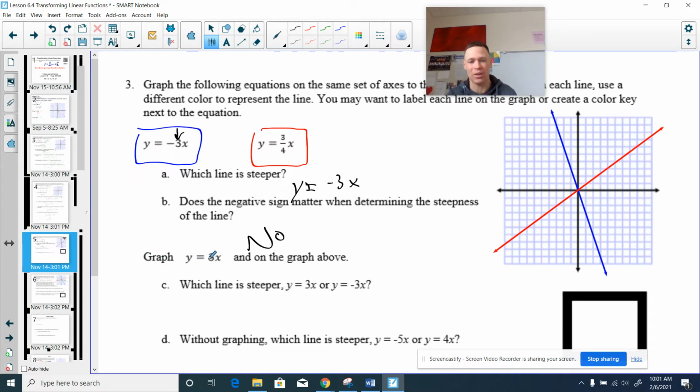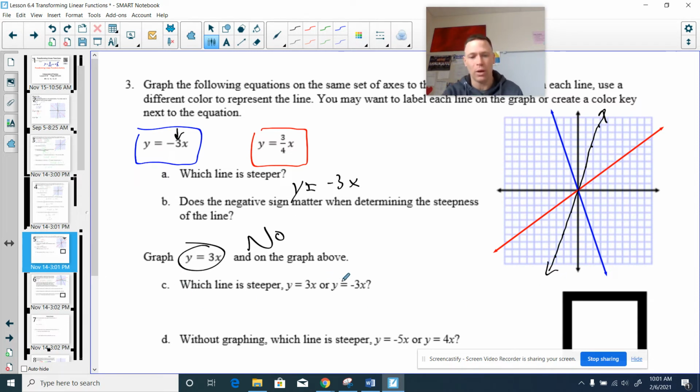I guess I should have kept another one on there. Graph y equals 3x. So I'm going to graph that now. Y equals 3: up 3, right 1, up 3, right 1. This is getting graphed in black now, obviously. And so there we are. Down 3, left 1, down 3, left 1, down 3, left 1. And so there's that line there.